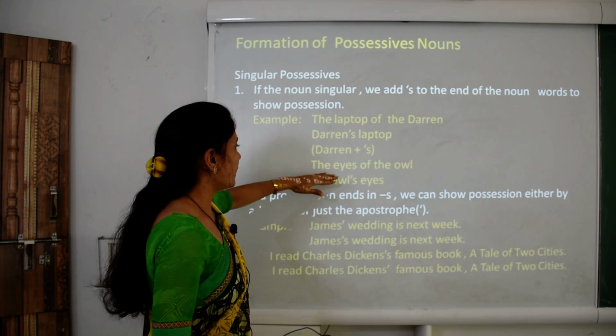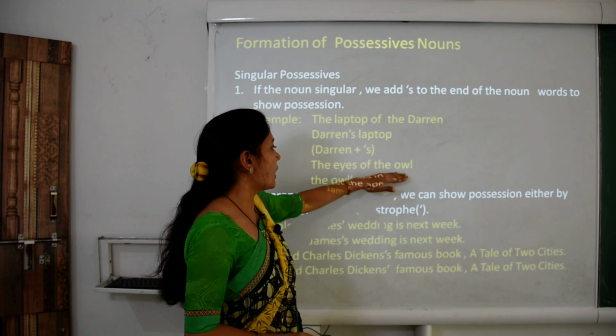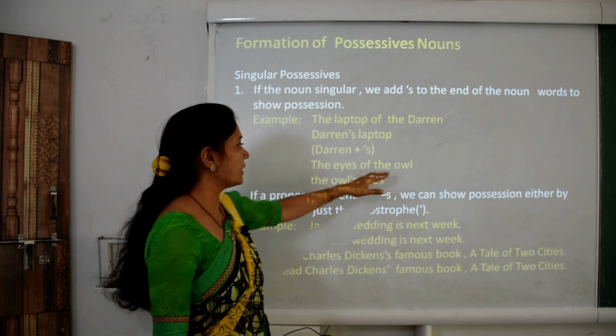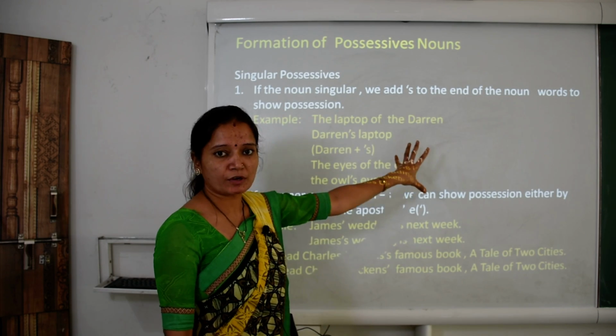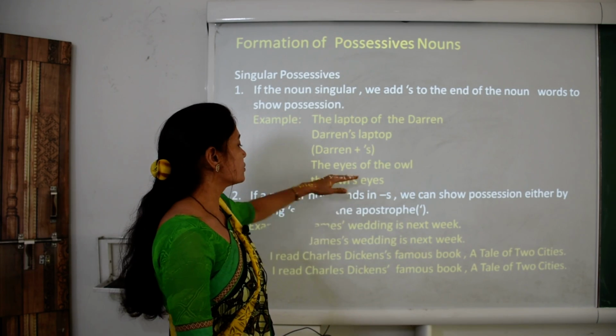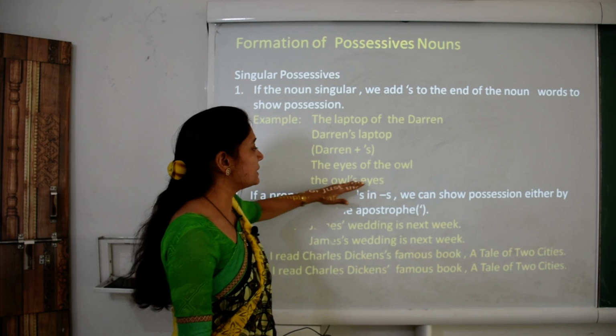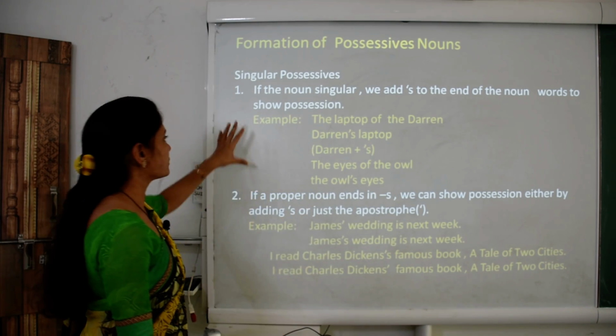Now let's see the next sentence. The eyes of the owl. Here again owl is a singular noun. So what will we do? We'll add apostrophe s with it to show the possession. So the sentence will be the owl's eyes. Okay, so this was your first point.